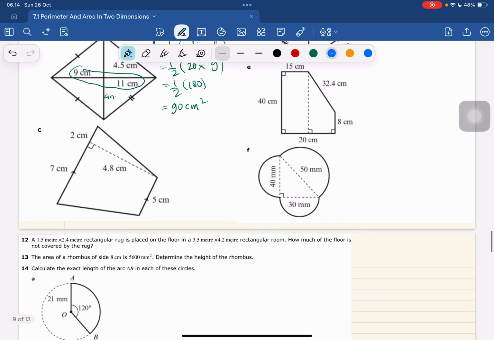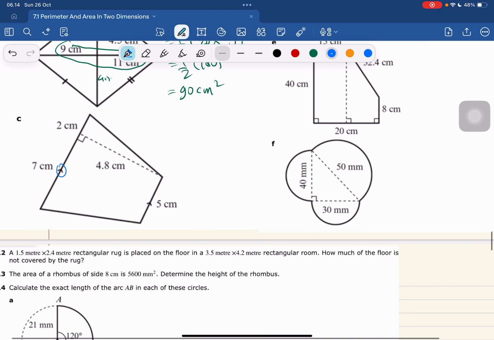Okay, C. We got two types. This is a parallel line, so this is a trapezium and a triangle. First and second. Let us do the first. So the area of the first is gonna be 1 over 2, base is 2 times 4.8. So this will give us an answer of 4.8.